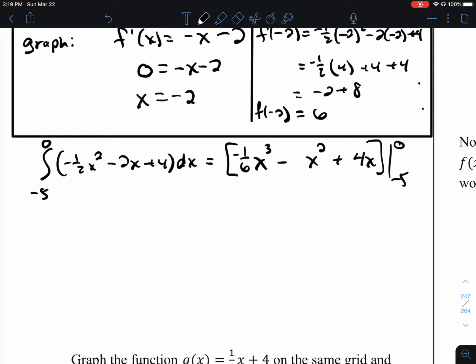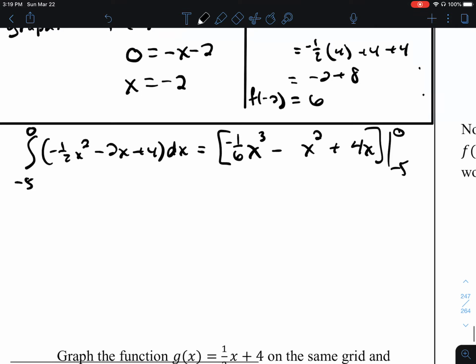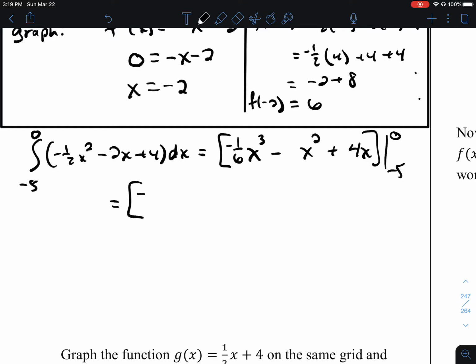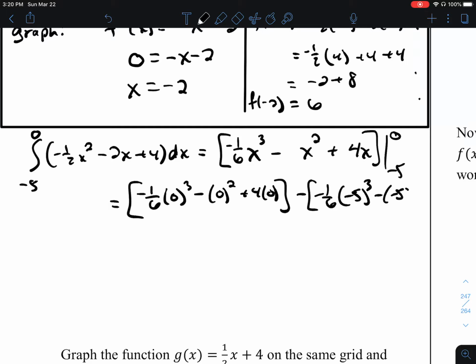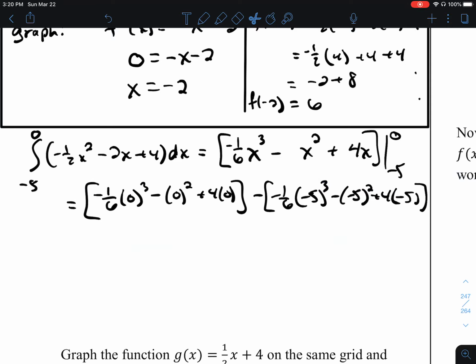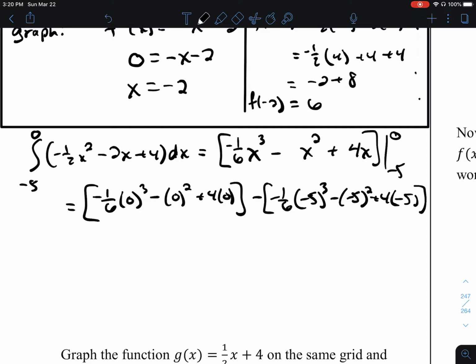I've got 1, 2, 3, 4 more lines, so hopefully you're not writing too big. We are going to put 0 in for all the x's, and we're going to subtract from that, putting in -5 in for all the x's. Let me cheat, as I often do. Now this first set of brackets is a bunch of things that are being multiplied by 0, so it's just 0.